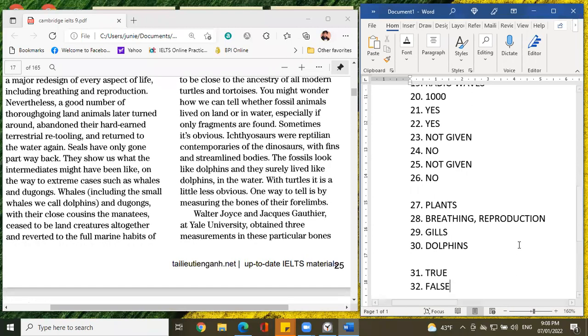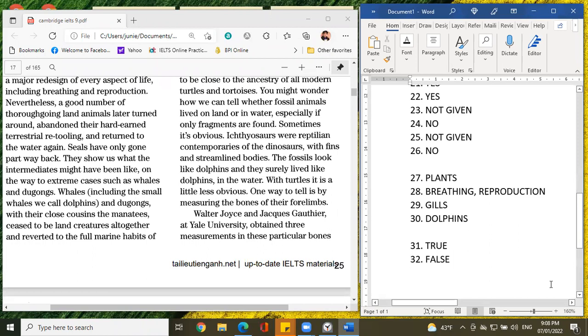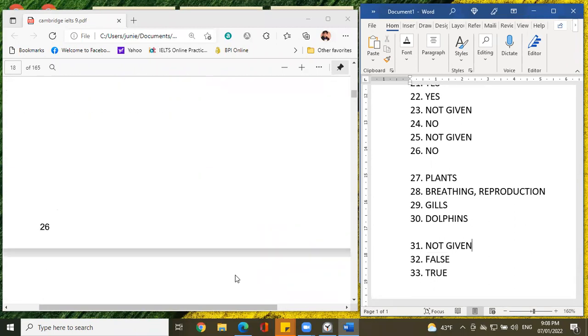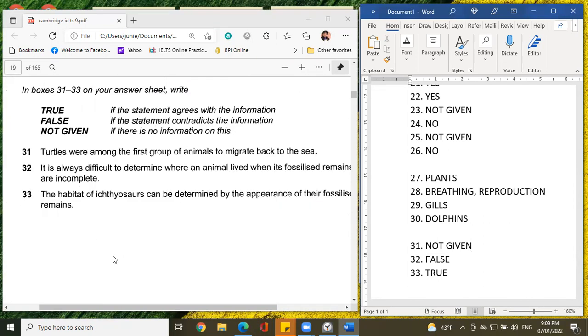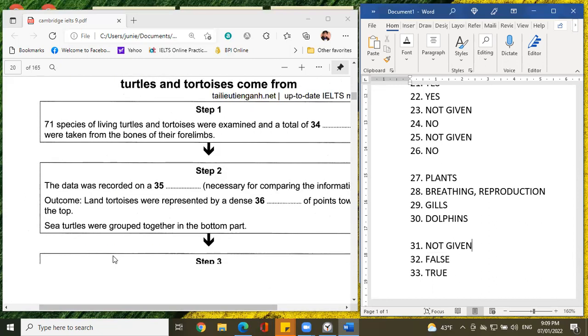So true yun, guys. 33 is true. So not given to guys. Not given yon. Oo nga, hindi nga naman sinabi. Not given nga. Okay, 7 na lang guys.